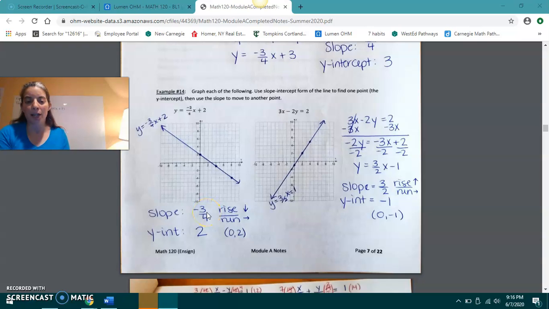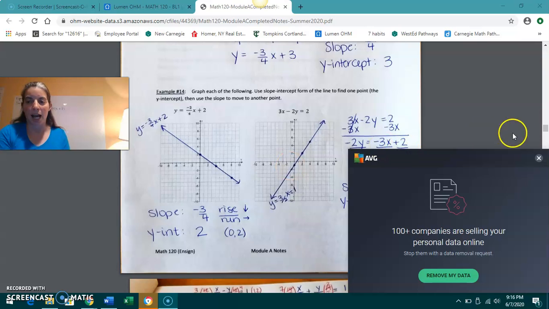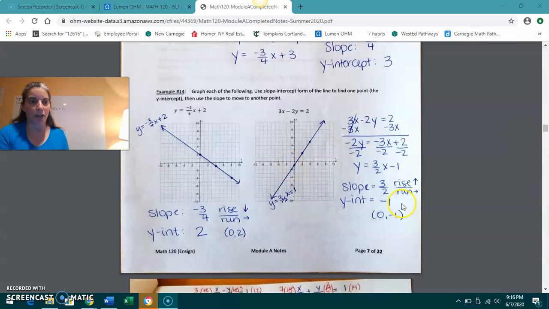Remember, slope tells us how we get from one point to another point on that graph. And then the y-intercept is, again, where that line crosses the y-axis. Remember, this is the y-axis. So it's the point (0, 2), right? 2 on the y-axis is the same as the ordered pair (0, 2). We talked about pairs again in the review.